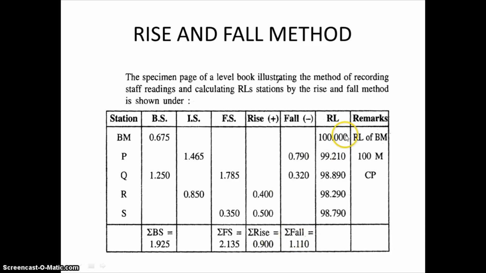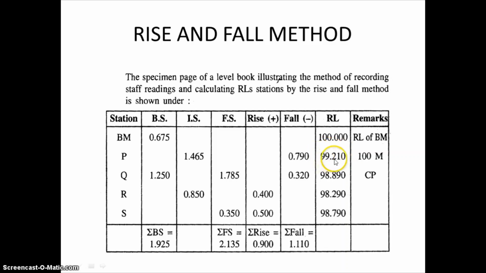Now regarding the RL, this RL is already given to you. You have to calculate the RL of the remaining stations P, Q, R and S. So how will you calculate? In this rise and fall method, once you know the RL of this particular first point, benchmark 100, then you have to take this value 0.790, which is your fall value, and deduct this fall value from this RL of the benchmark. You will get the RL of this point P, 99.210.